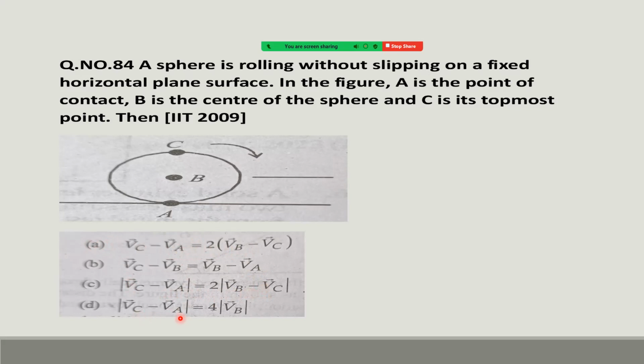Next, VC minus VA equal to 4 into VB. This is not correct. So without any calculation, directly we can guess the answer is B and C. Okay.